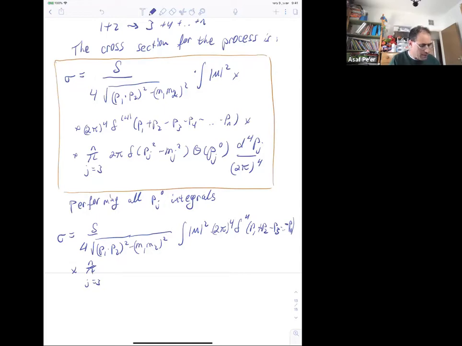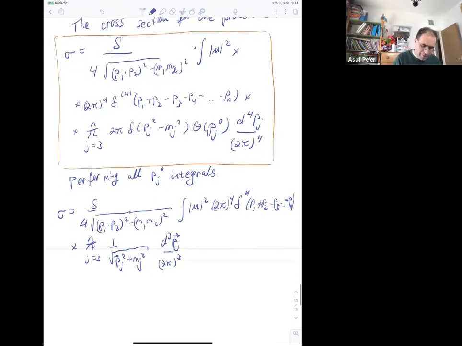The product over j from 3 to n of 1 over the square root of pj squared plus mj squared, d^3 pj over (2 pi)^3. And again, pj0 is just the square root of the vector pj squared plus mj squared, every time we see it, whether it's inside the delta function or inside the M.